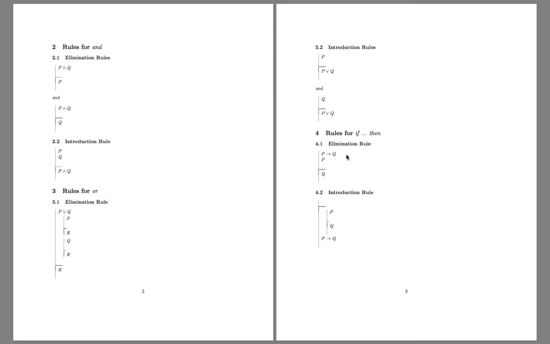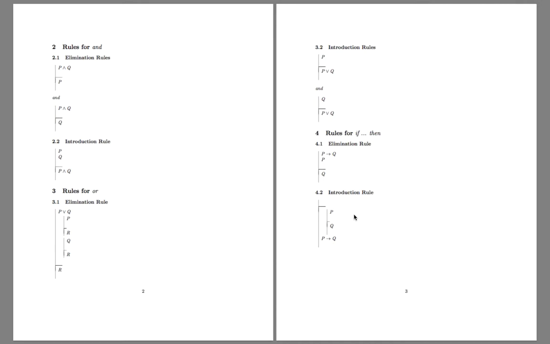Okay, and then we have rules for if-then, which is symbolized by an arrow here. The elimination rule is pretty straightforward. If we have the claim that P arrow Q, and in addition we have the claim that P, well then it must be the case that Q is true as well. Because what if P then Q says is that Q is true if P is. And so if we know also that P is, then Q must be true.